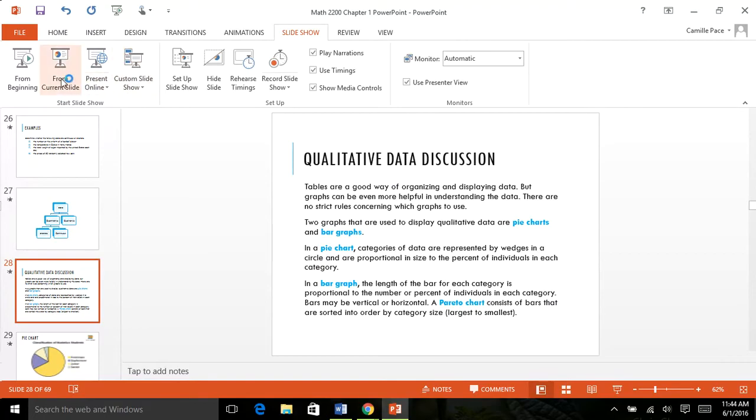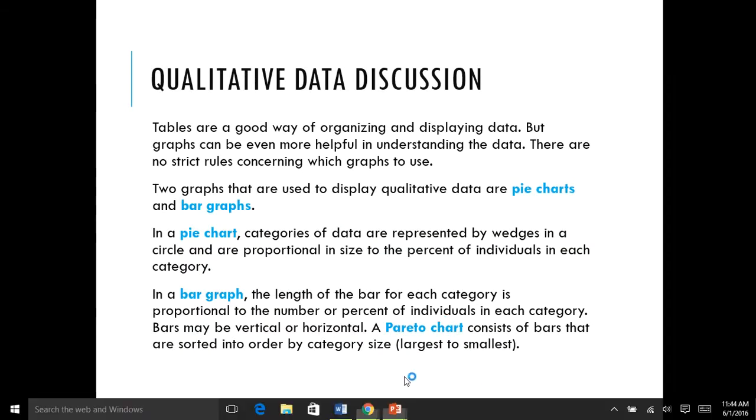So let's go ahead and keep going. All right, so we talked about qualitative and quantitative data in the last discussion. For qualitative data, you can put it in tables, but sometimes graphs show a better picture of what to understand. For qualitative data, we can have pie charts and bar graphs.